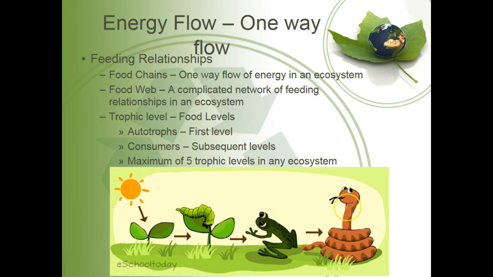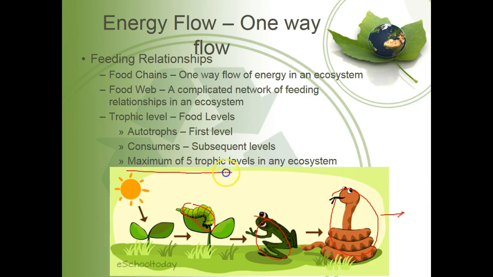Last thing we're going to talk about is energy flow and feeding relationships. This is a food chain. It's a chain of energy as we go from sun to the producer, to the primary consumer, to the secondary consumer, to the tertiary, third consumer. So first consumer, second consumer, fourth consumer, and we could even go further. A hawk could eat a snake. That would be the quaternary consumer.